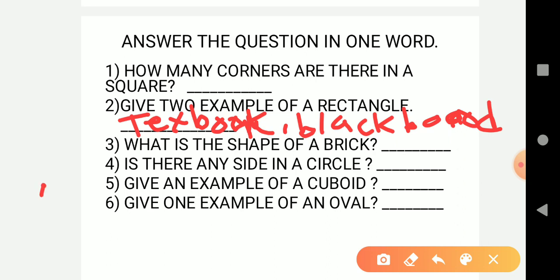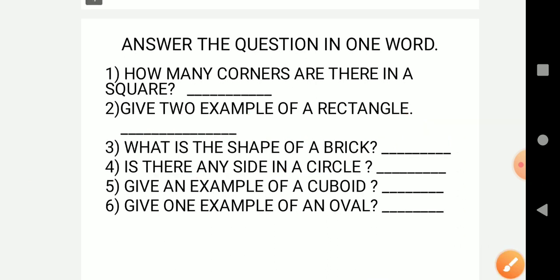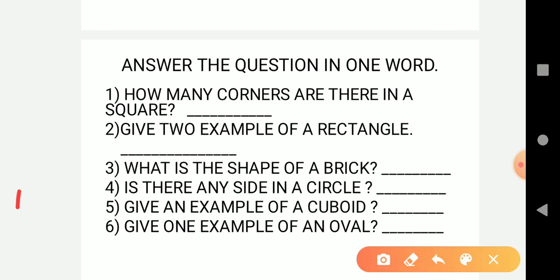Very good. Now my next question is, what is the shape of a brick? So we already discussed in the previous two slides. Okay, the shape of a brick is cuboid. Okay, and we know the spelling of cuboid, CUBOID.